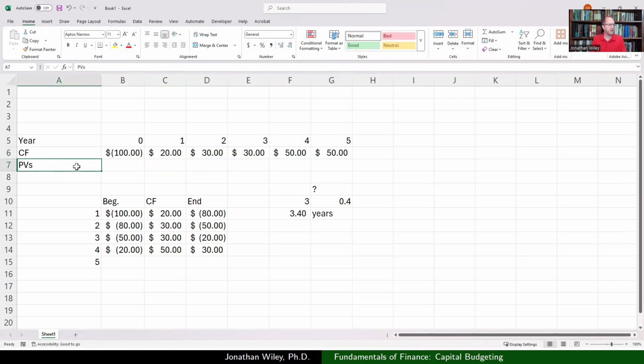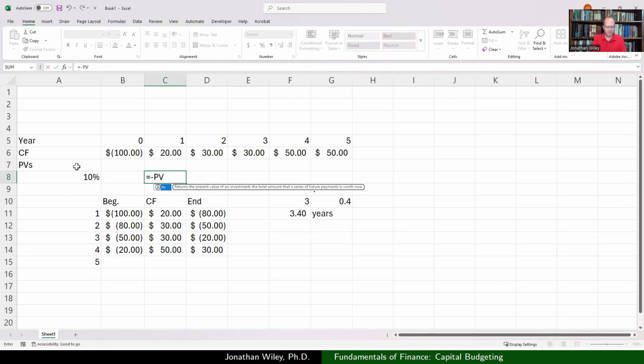All right. So I'd have to have a discount rate. So let's say my discount rate is 10%. Okay. So if my discount rate is 10%, I'm going to find the present value. So I do equals negative PV. My rate is going to be my 10%. I'll go ahead and make that an absolute reference.